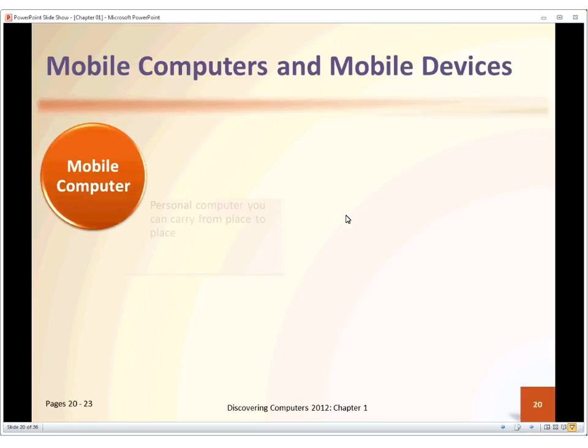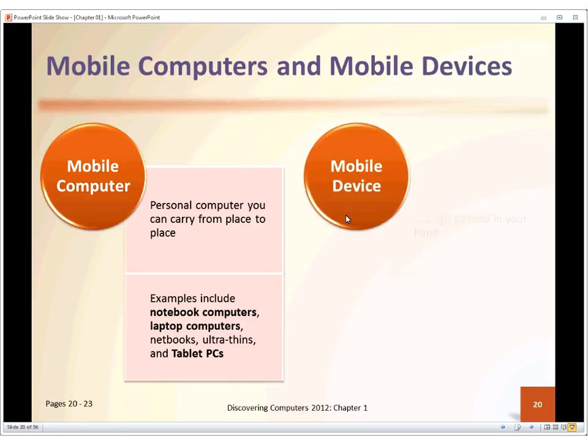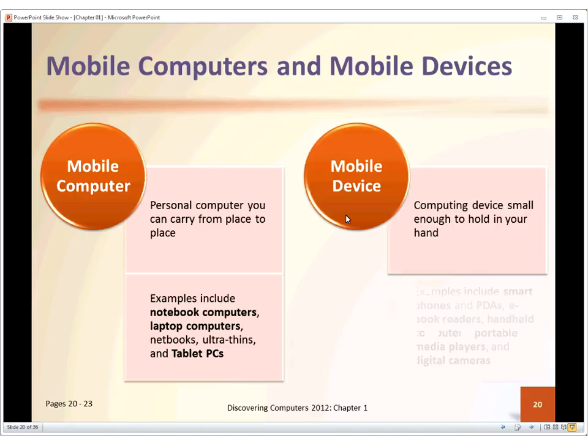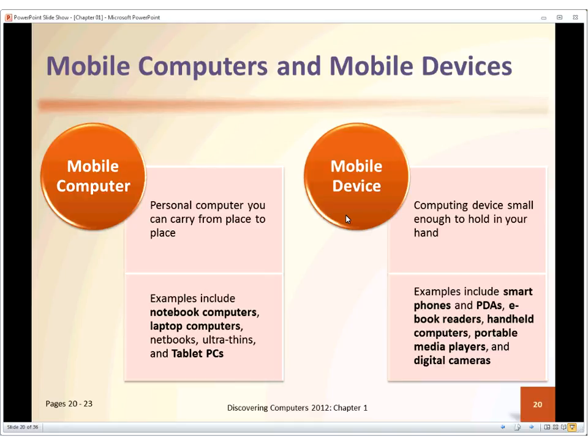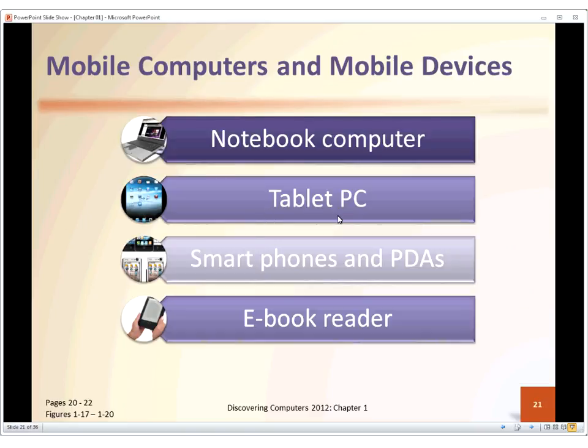A mobile computer is a personal computer you can carry from place to place. Examples I've already given you: the notebook, laptop, and tablet PCs, and your mobile devices include smartphones and PDAs. I think the iPhone is over 50% of the market share, so half the people who have smartphones have iPhones. A couple of mobile devices: the notebook computer. There's a section in the textbook on each of these. The tablet PC allows you to interact directly with the tablet. Smartphones, PDAs, and e-book readers like the Kindle are there as well.